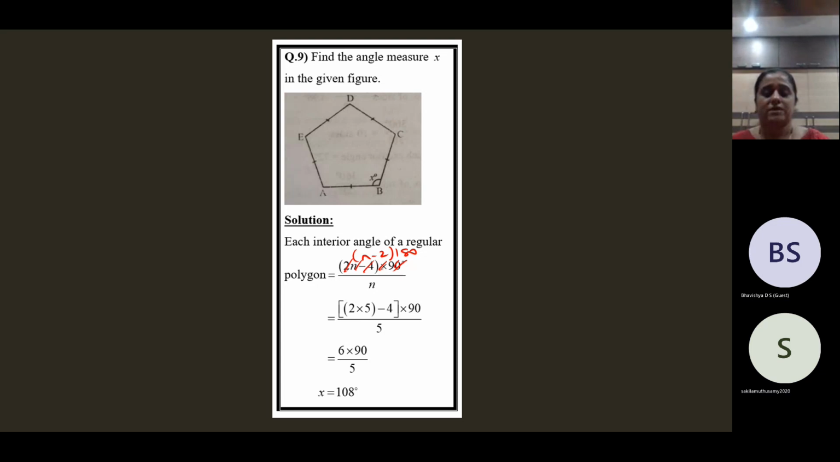Each interior angle will be n minus 2 into 180 by n. Sum of all the interior angles is n minus 2 into 180. Each interior angle will be n minus 2 into 180 by n.